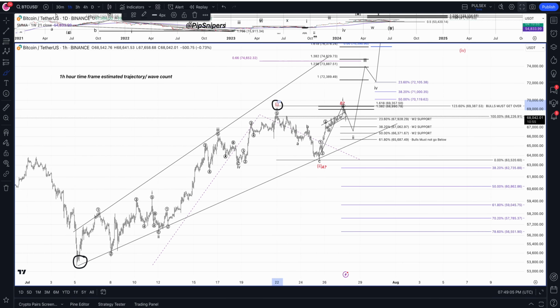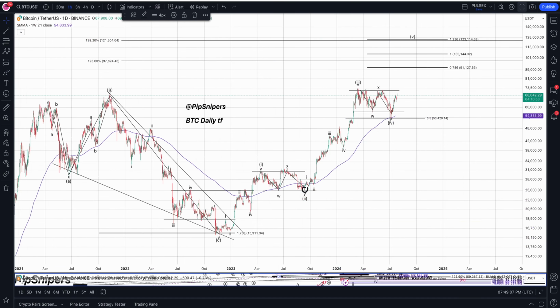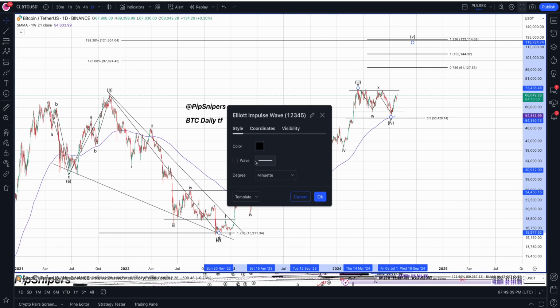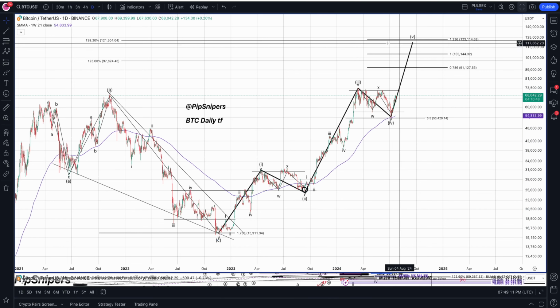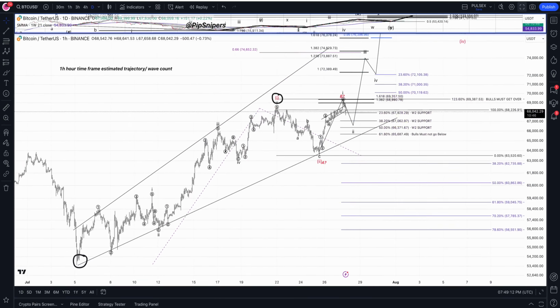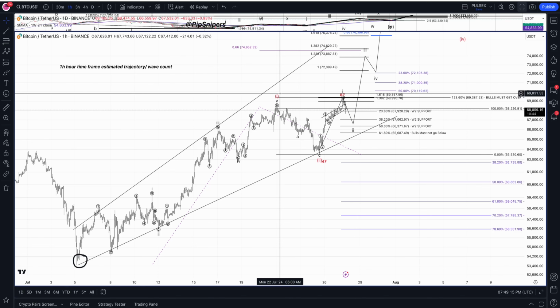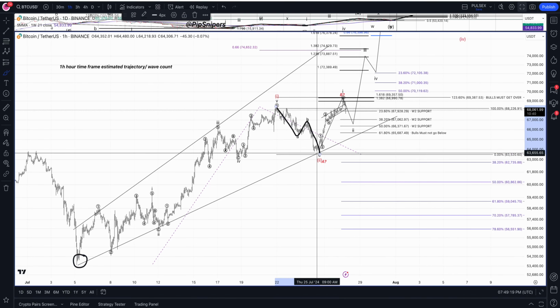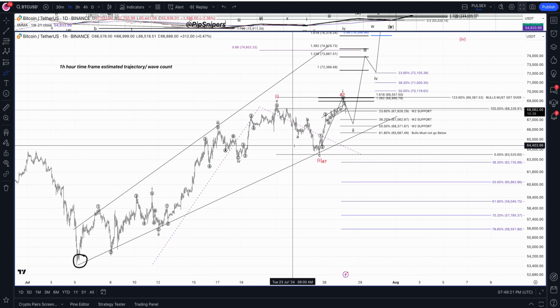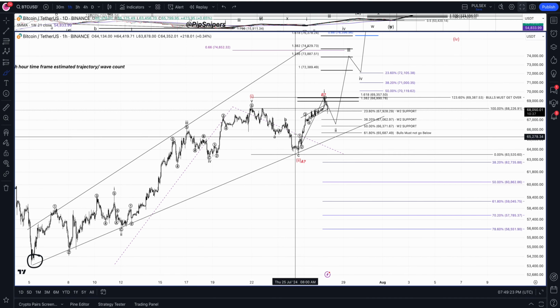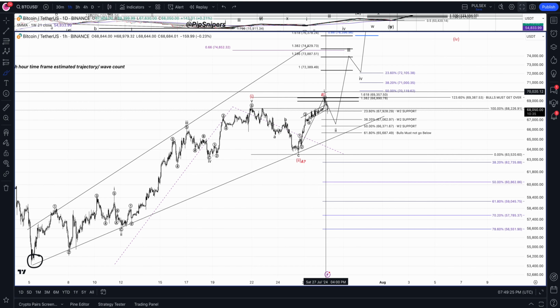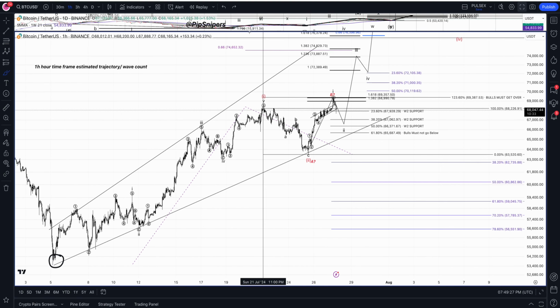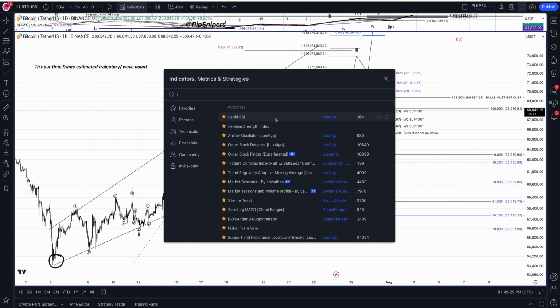okay, of our larger fifth wave to the upside. Okay, so after this subwave 1 came in, we had an A, B, C correction down, and then we do see a possible 5-wave move here with bearish divergence on the RSI.